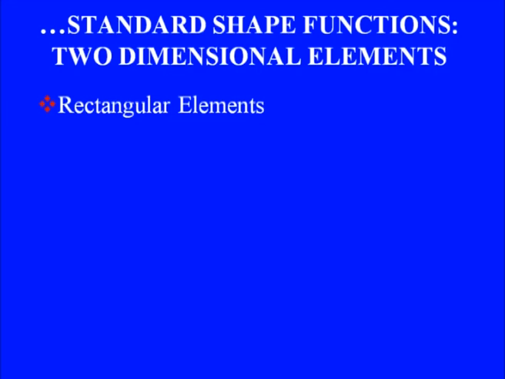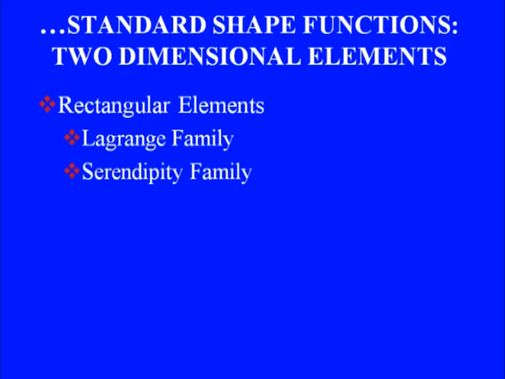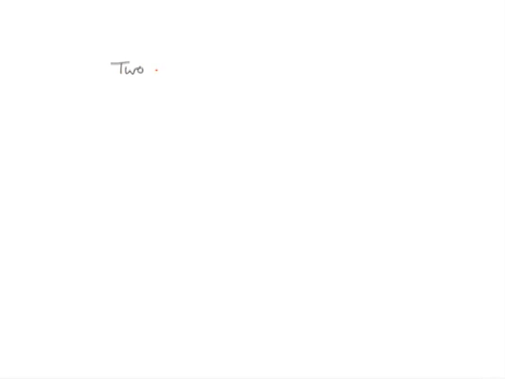Next, let us have a look at some of the standard shape functions for two-dimensional elements. In two dimensions, we can have either rectangular elements. In the polynomial class, we have got two families, the Lagrange family and the serendipity family. We will have a look at what are these two families separately, and then triangular elements. So, two-dimensional elements. We will first look at rectangular elements.